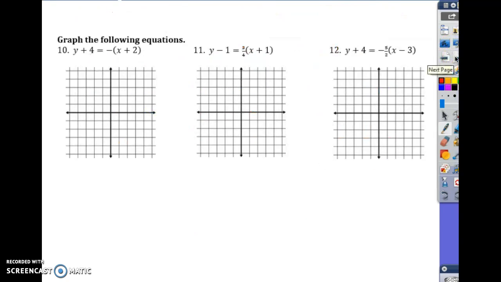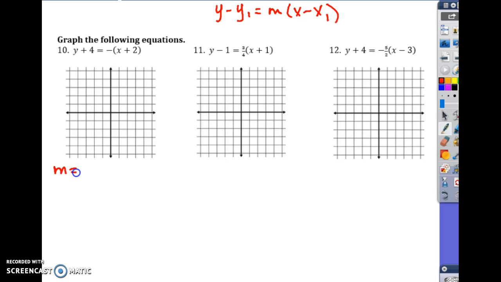Okay, moving on. Now we're going back again. We're back to graphing. So again, I've got 3 graphs. If you look at them all, they're all in point slope form. y minus y sub 1 equals m times x minus x sub 1. You can set it up and put it in slope intercept form to graph, or you can just pull out the point and the slope.